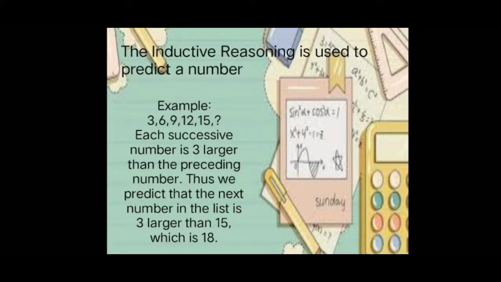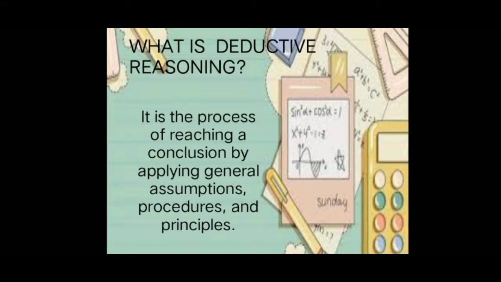Inductive reasoning is used to predict numbers. Example: 3, 6, 9, 12, 15. So, what is the next number? Each successive number is 3 larger than the preceding number. Thus, we predict that the next number in the list is 3 larger than 15, which is 18. So, nalaman natin kung anong susunod na number sa pamamagitan ng addition, which is 15 plus 3 is equal to 18.